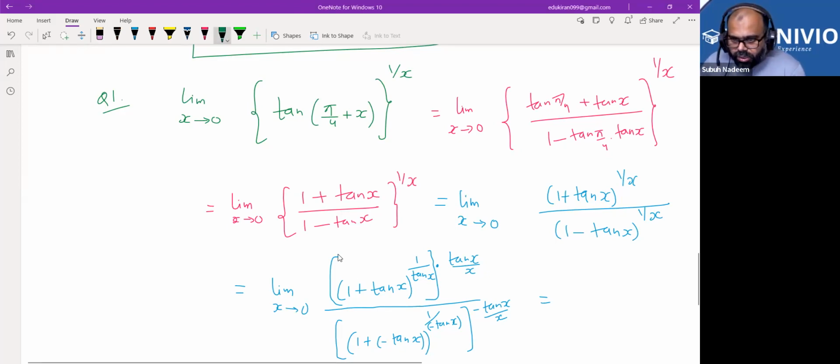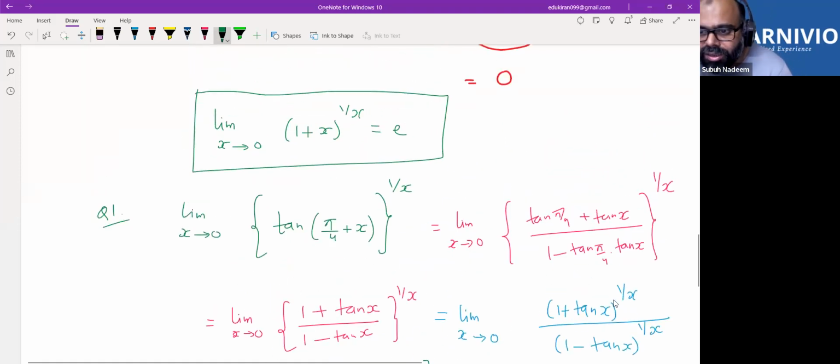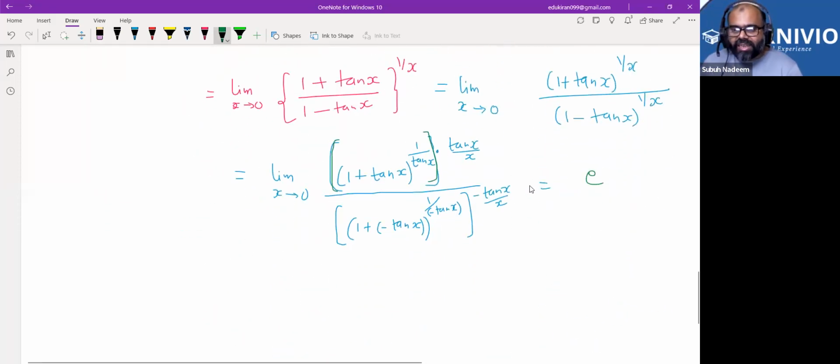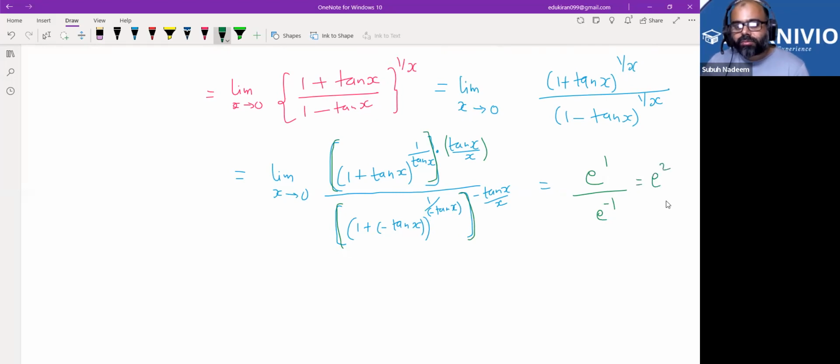So this portion, 1 plus tan x to the power 1 by tan x, is E, by our formula. And tan x by x is 1. In the denominator, 1 plus minus tan x to the power 1 by minus tan x is also E. And minus tan x by x will be minus 1. So it will be E to the power 2.